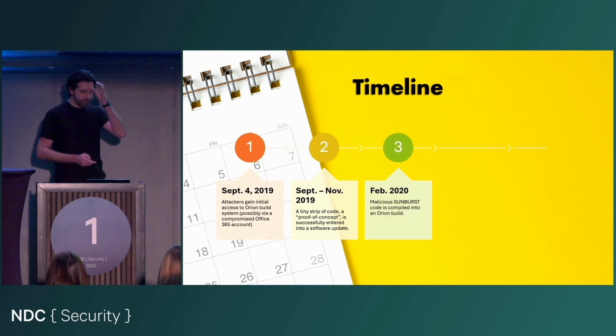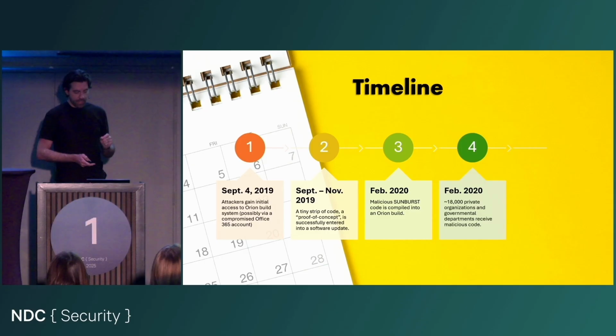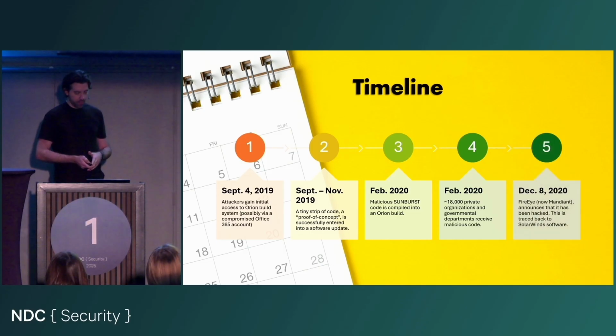And this was just to prove that this would work in preparation for the primary attack. A couple months later, they injected the malicious code, which is termed Sunburst, and they injected it into the build through the Orion build system. And that was then distributed by SolarWinds to the end users. And that was roughly 18,000 different organizations and government departments that received that malicious code.